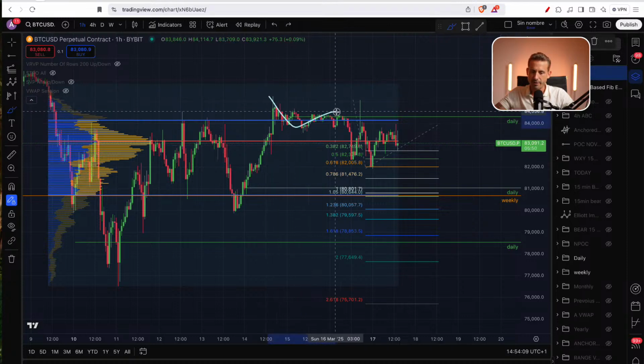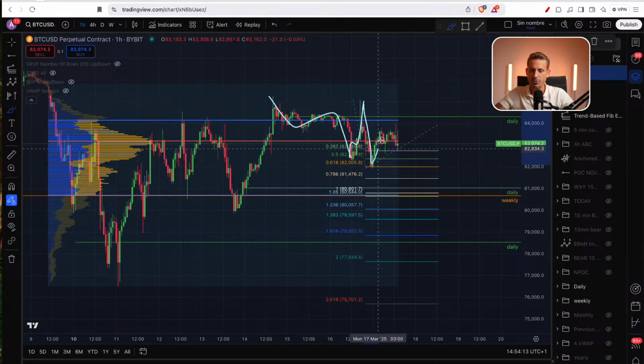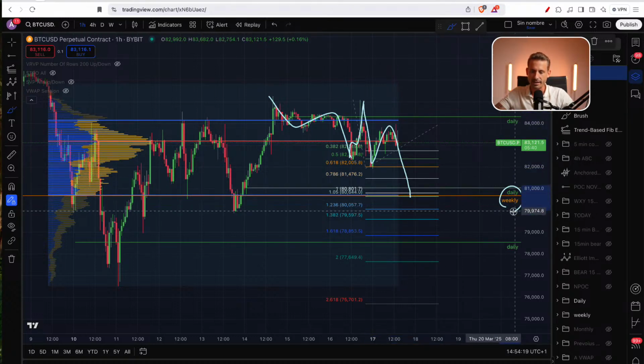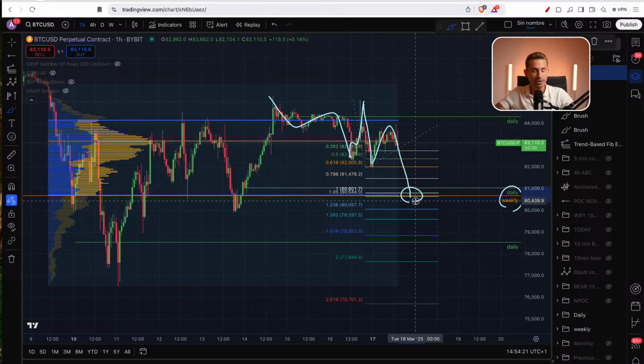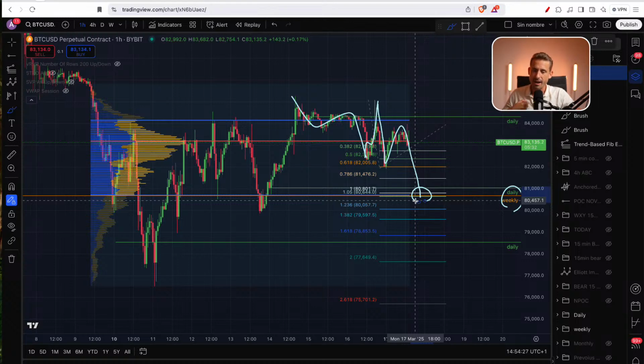We have a three-wave move down here, a three-wave move up here, and a possible three-wave move developing here. One-to-one extension, weekly level, daily level. I do not know if the price is going to come down there. Nobody knows. But if we do come down there, I am going to long this level.